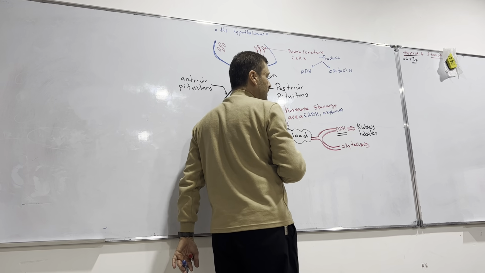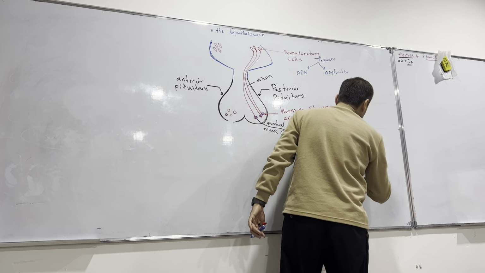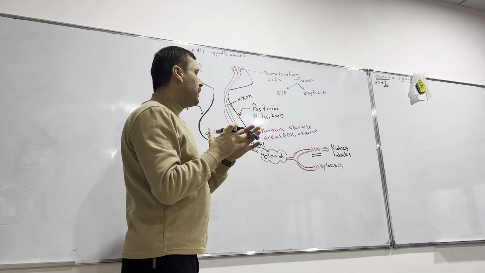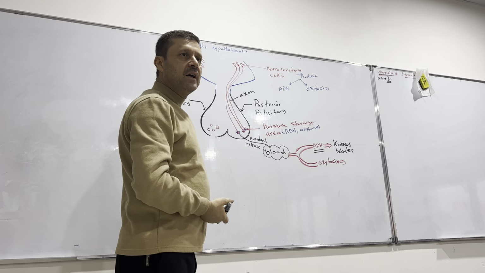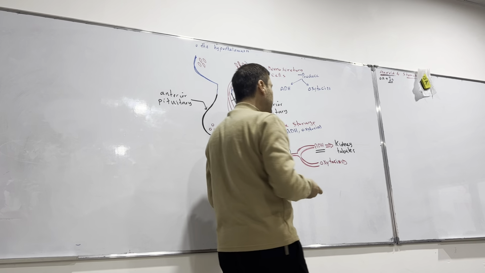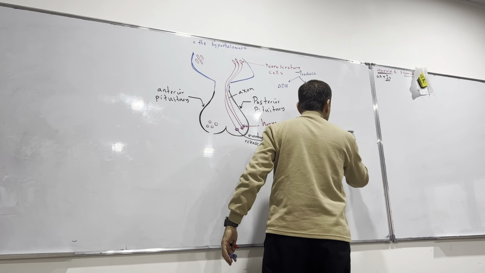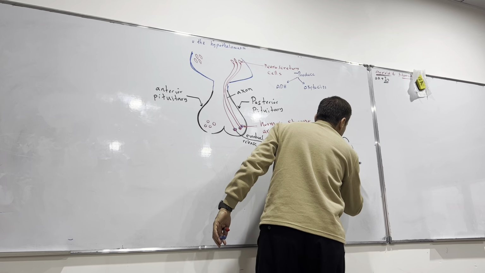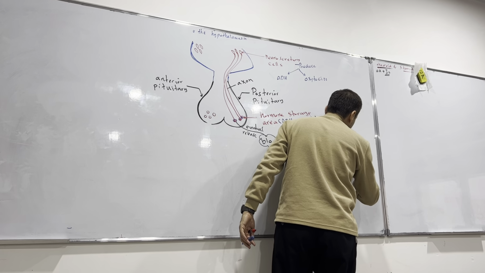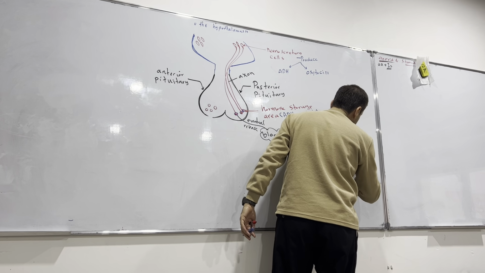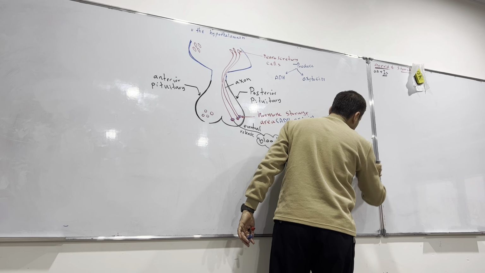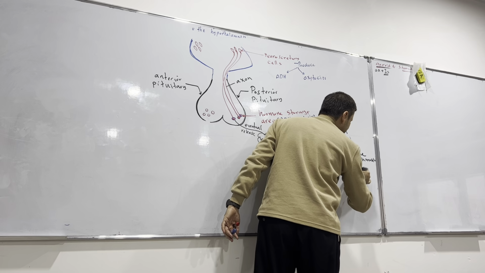Oxytocin causes smooth muscles to contract. We have muscle contraction during childbirth and also during lactation, or breastfeeding. So oxytocin has two targets: the uterine smooth muscle and the mammary gland.